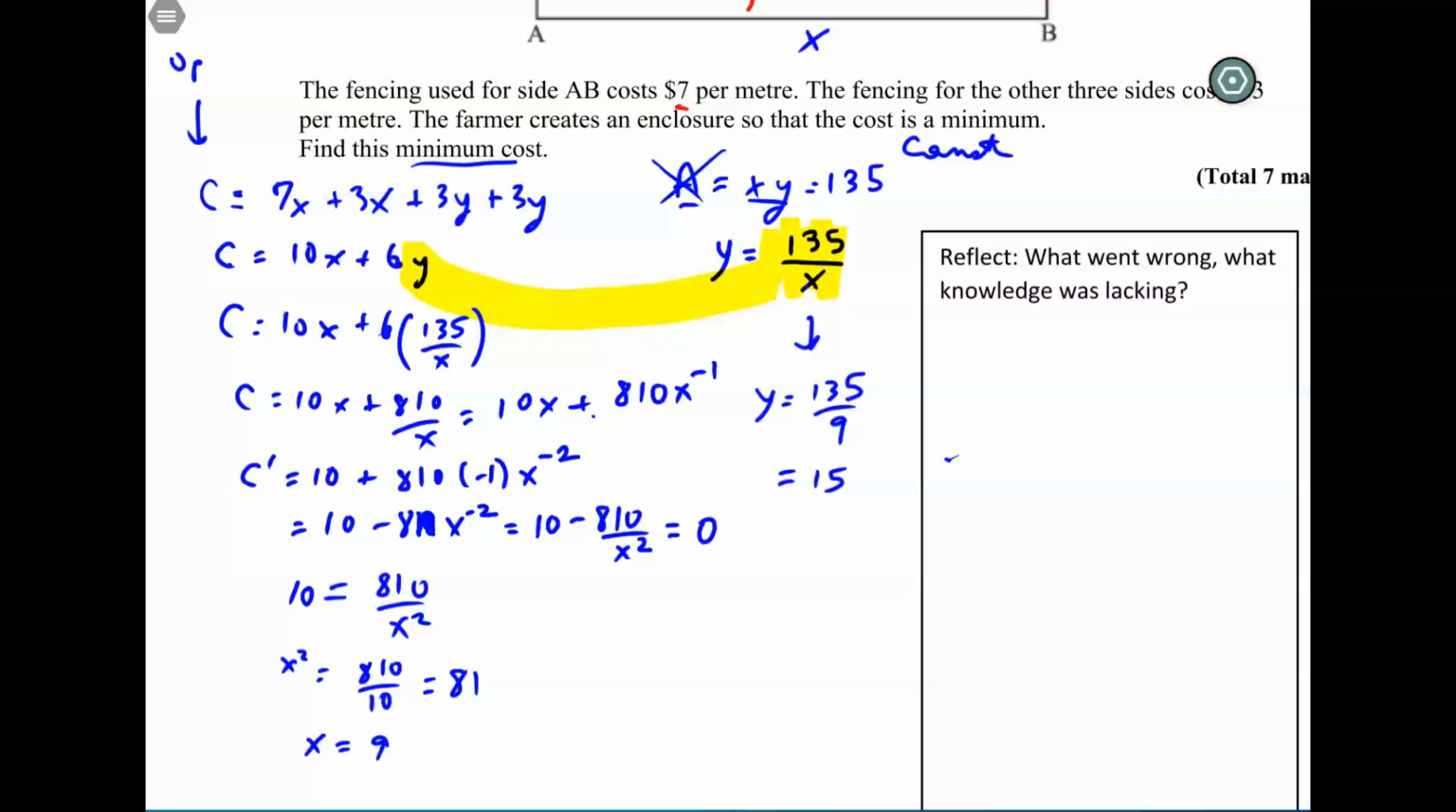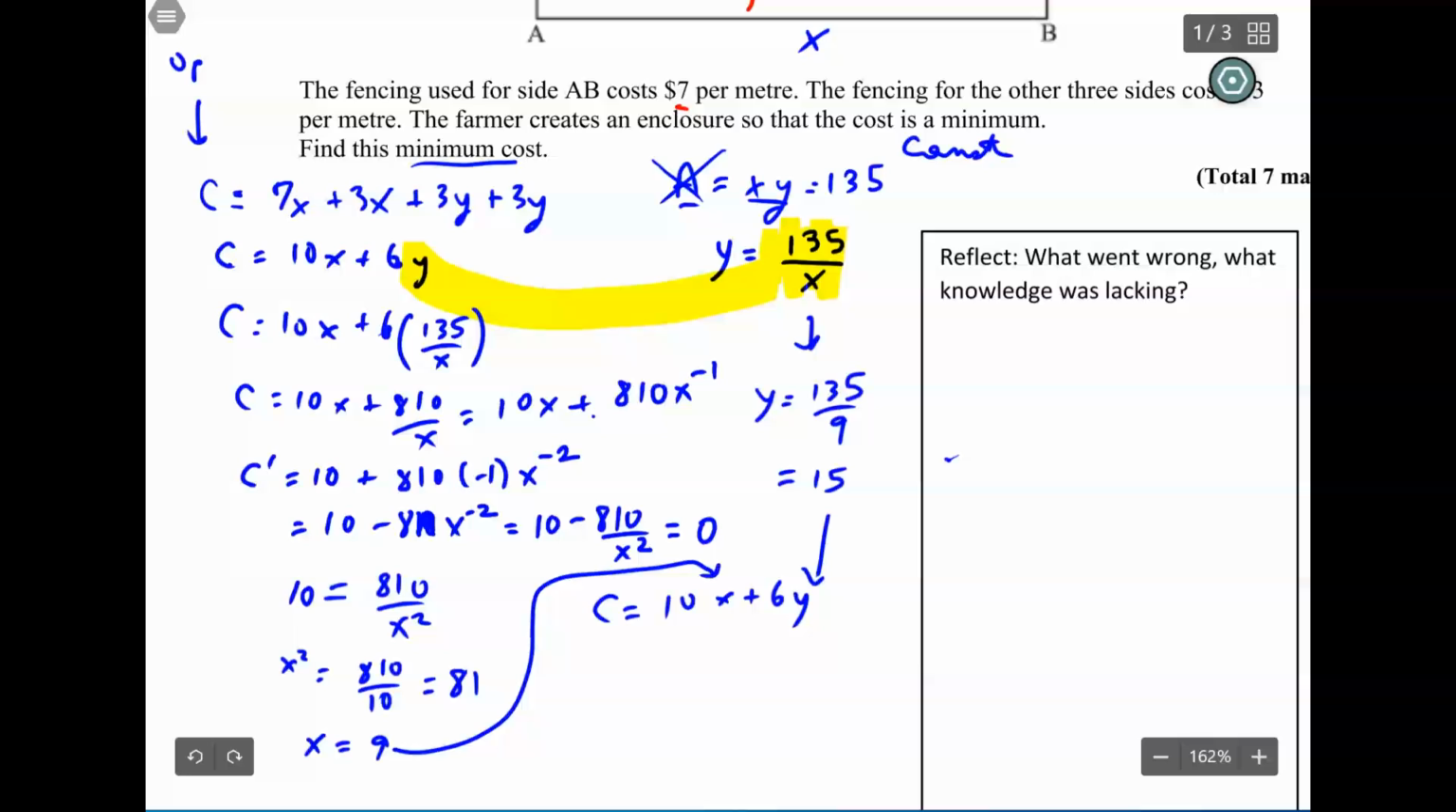What did we actually want? We want the minimum cost. So the minimum cost we can find by taking x or y, or both, and putting them into c. So c is equal to 10x plus 6y. Since we already have our y and we have our x, we can just put them directly into the original equation. So it would be 10 times 9 plus 6 times 15.